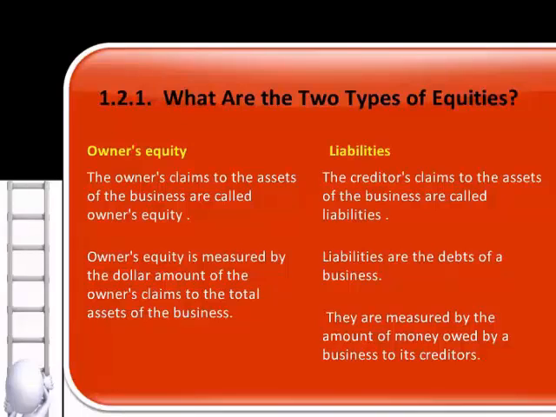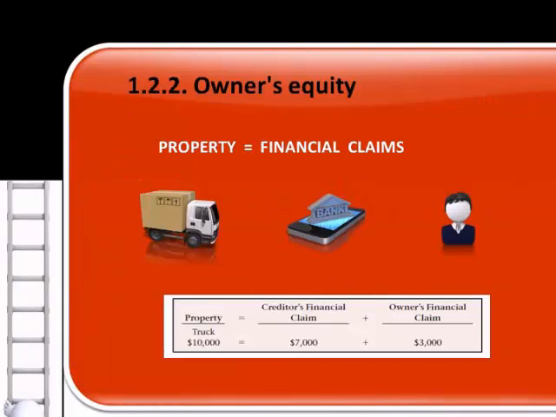Liabilities and owner's equity. Moving on to the next section, let's take a look at what are the two types of equities. The owner's claims to the assets of the business are called owner's equity. Owner's equity is measured by the dollar amount of the owner's claims to the total assets of the business. The creditor's claims to the assets of the business are called liabilities. Liabilities are the debts of a business. They are measured by the amount of money owed by a business to its creditors.